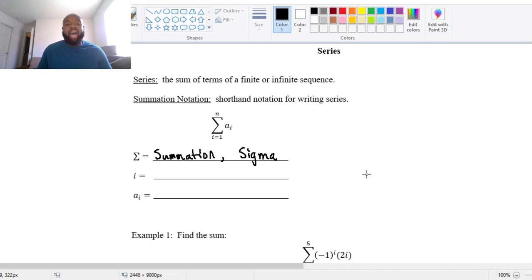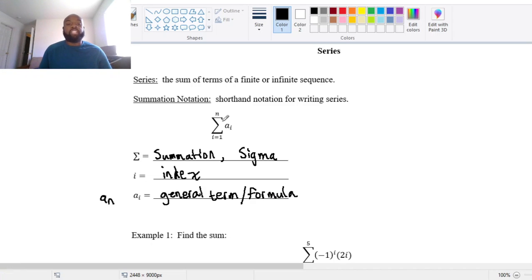Notice here I have an i. This i is called our index. It basically tells me what I'm changing when I add up these terms. That a sub i is like our general term from before, which when we were dealing with sequences, we called a sub n. But here I'm going to have my index i, so I'm going to call this a sub i.